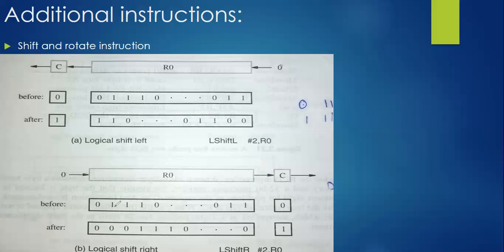So this 0 will be coming over here, 1 1 1 0. Previously we had 0 double 1. Twice we are shifting, so only 0 will be left over here, and this one will be coming over here. So this is how we perform the logical shift operation, shift left and shift right.